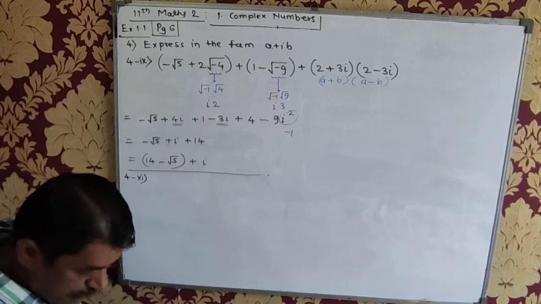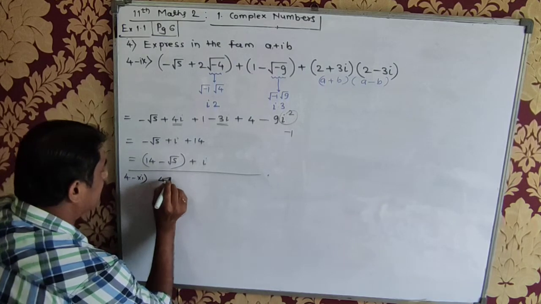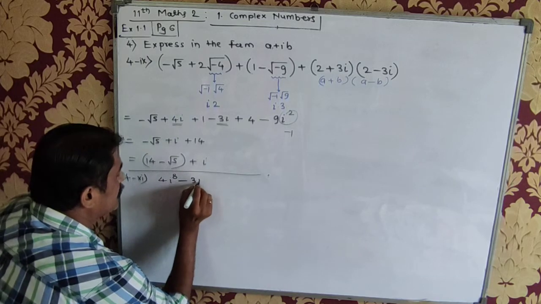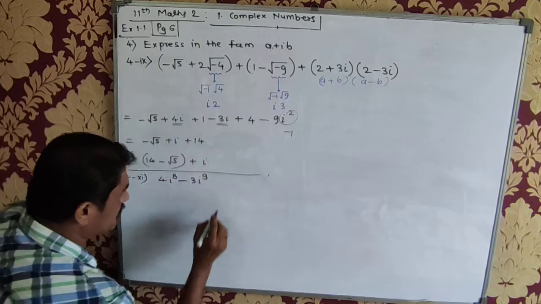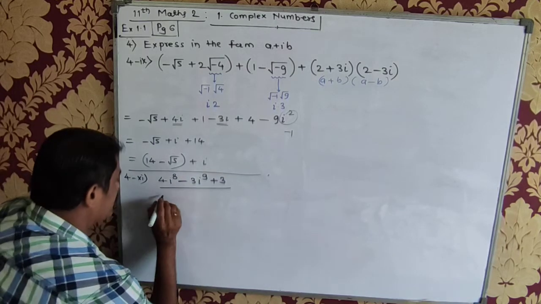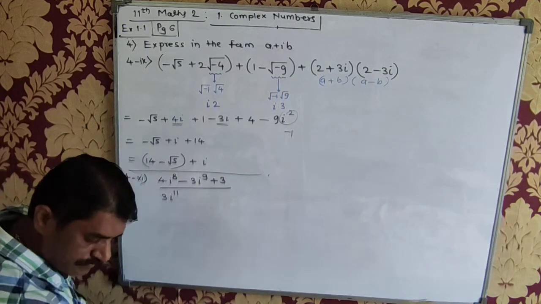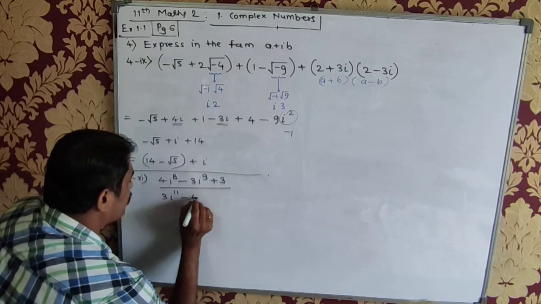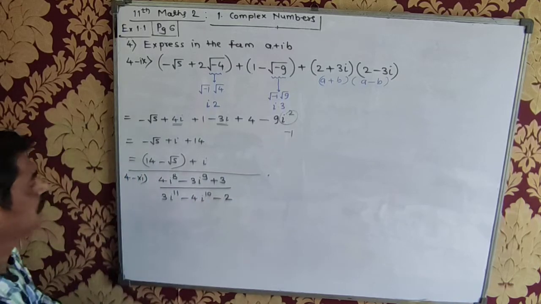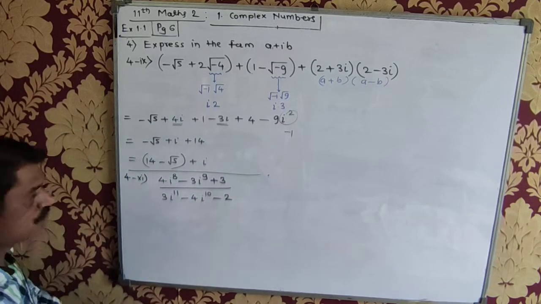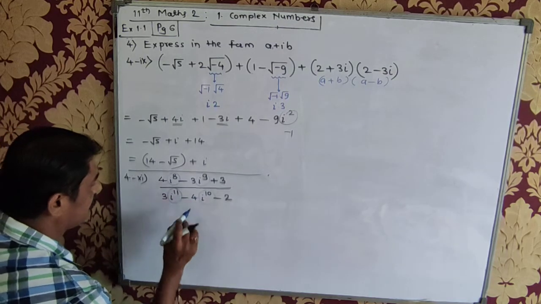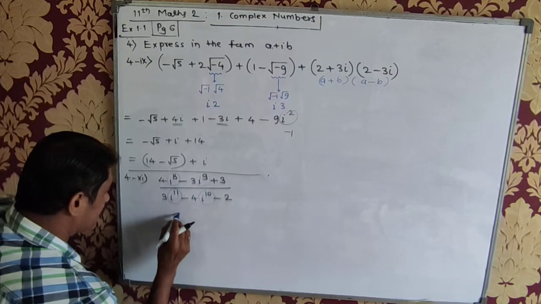It says 4i raised to 8 minus 3i raised to 9 plus 3 upon 3i raised to 11 minus 4i raised to 10 minus 2. Okay. Now these higher powers of i have to be dealt with. One by one I will try to calculate them. So I will start with i raised to 8.